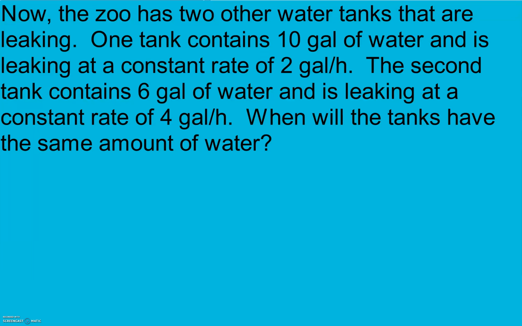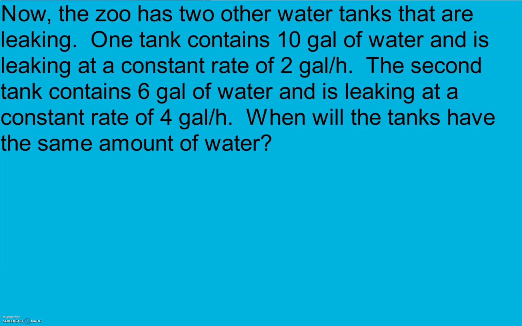We are continuing section 6.4 here. Go ahead and give this one a try if you'd like. Now, the zoo has two other water tanks that are leaking. One tank contains 10 gallons of water and is leaking at a constant rate of 2 gallons per hour. The second tank contains 6 gallons of water and is leaking at a constant rate of 4 gallons per hour. When will the tanks have the same amount of water?